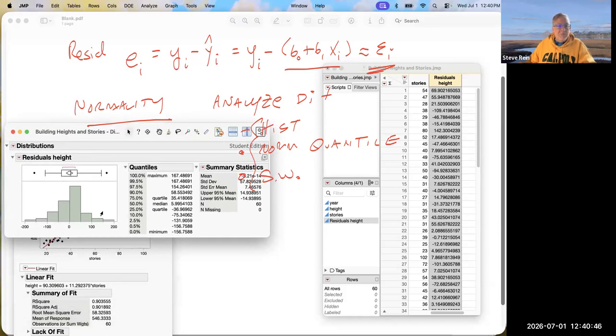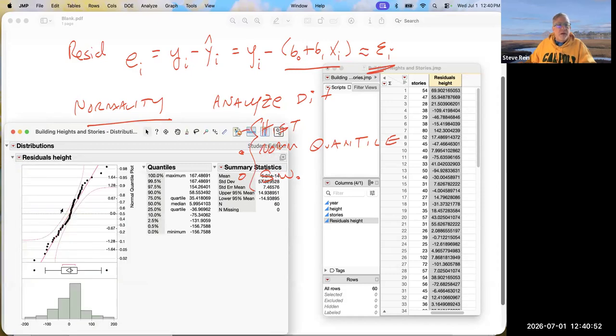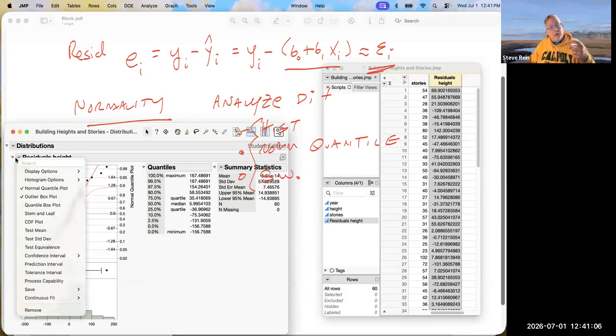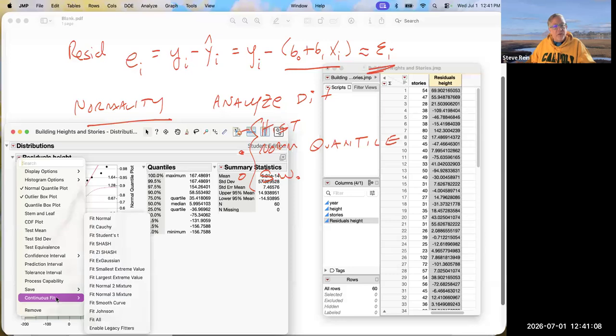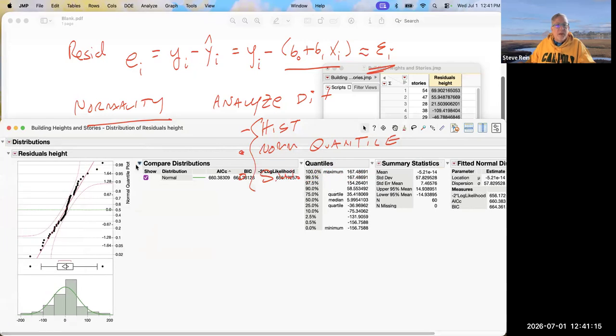So normal, maybe. I could turn on the normal quantile plot, looking for a straight line. This looks pretty close to straight. Maybe it's like a little bendy right there and a little bendy yet again. So maybe there's a slight lack of normality. Let's find out what would happen if I check with Shapiro-Wilk. So I'm going to add a continuous fit, a normal curve to my distribution. Let's go look over here off to the left.